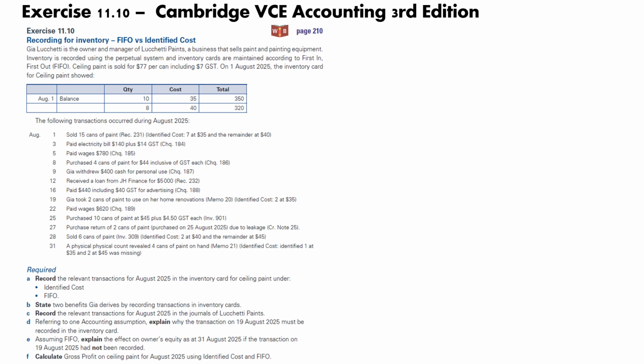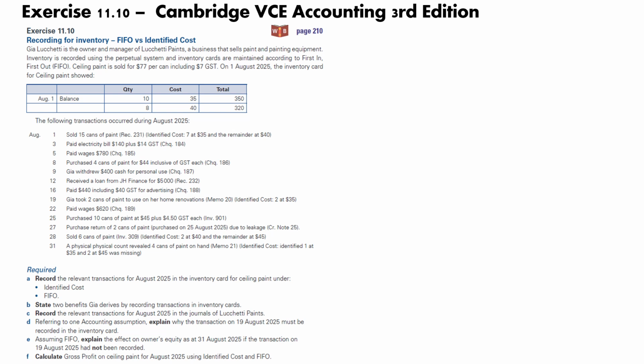All right, so we're looking at 11.10 in particular. Now this one has a lot of information given to us at the beginning, like the usual format, and then we have the requirements. So we've got the owner and manager of Lucetti Paints, a business that sells paint and painting equipment, inventory recorded using perpetual system, and inventory cards maintained according to FIFO.